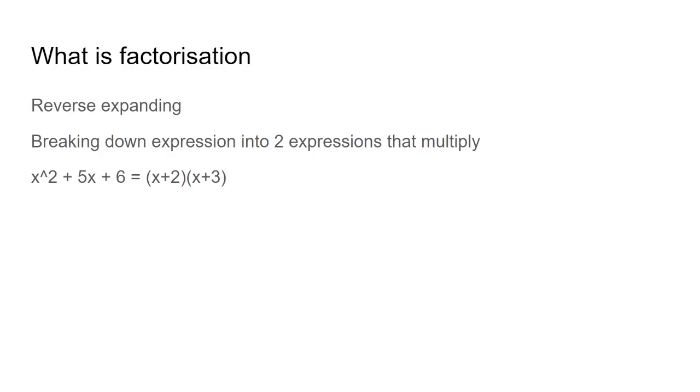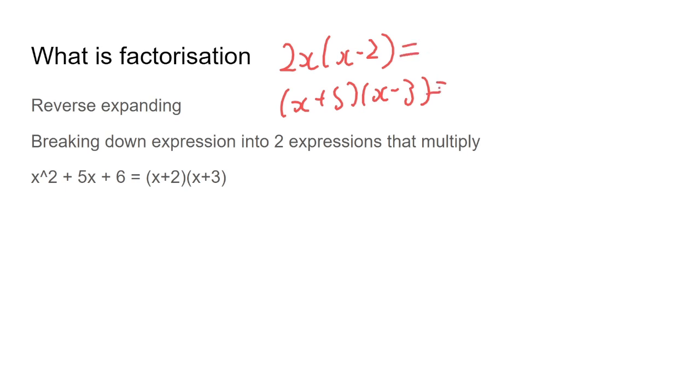factorize. What is factorization? It's kind of like reverse expanding. So if you're expanding brackets, you would get something like 2x(x - 2), or (x + 5)(x - 3), or something like that, right? And you would want to multiply this out and get an answer. With factorization, you start with the answer, and then you want to get to the brackets. It's reverse expanding. So how do you do it?